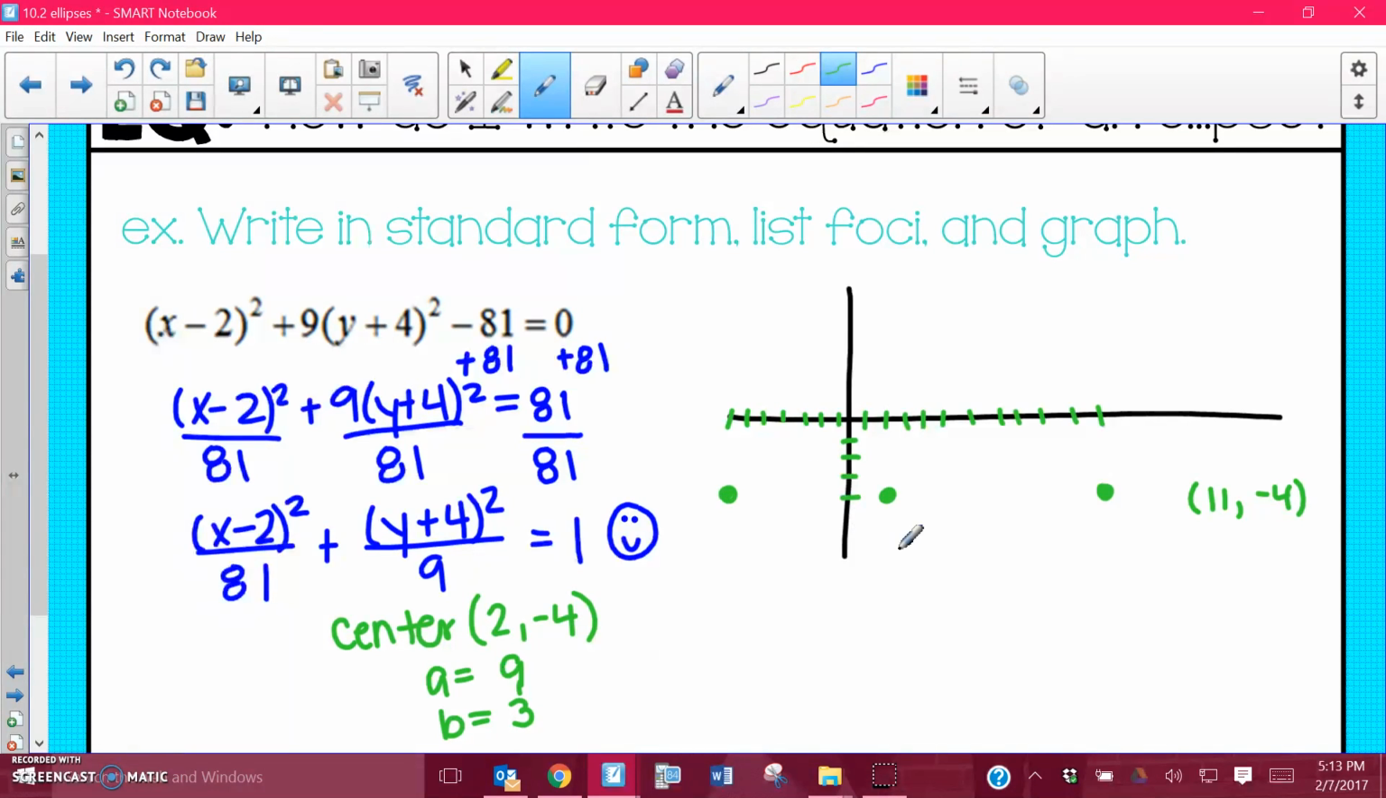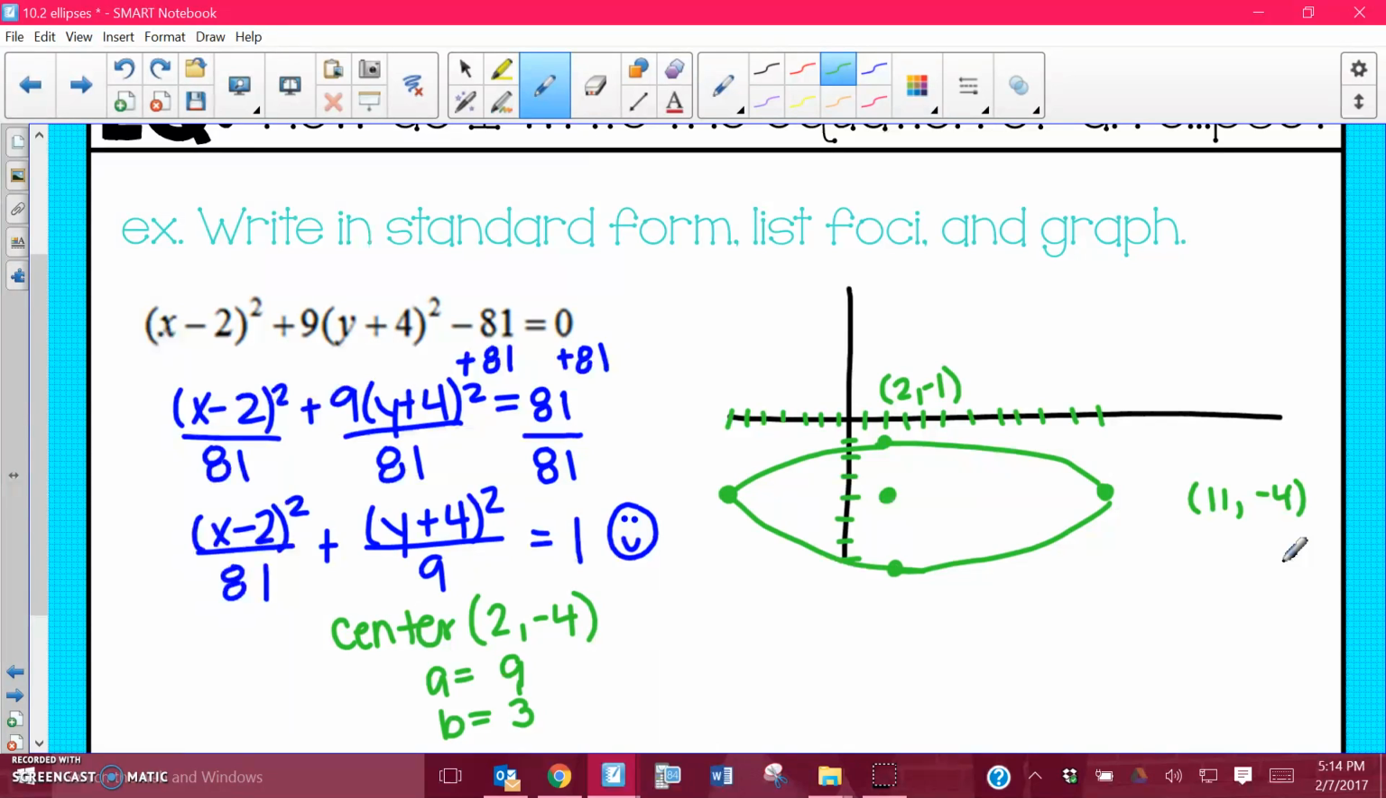Now I also have to go up and down. So for this guy, I'm only going to go 3. I'm going to go the smaller direction in my y. So I'm going to go 1, 2, 3. And so that one would be at 2, -1. I'm going to go 1, 2, 3 the other way. And then I'm going to make my graph. Oh, wow. Well, again, not judging you on your ovaliness of your ellipses.